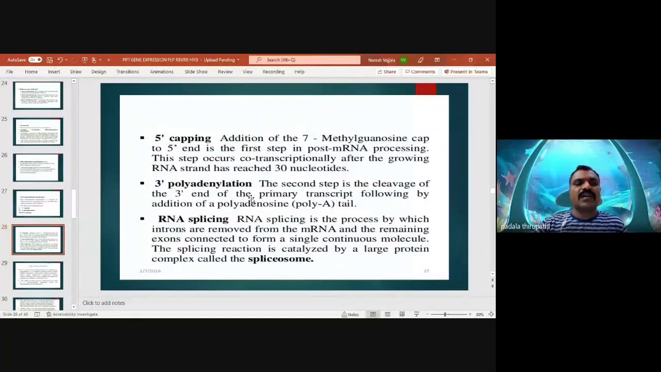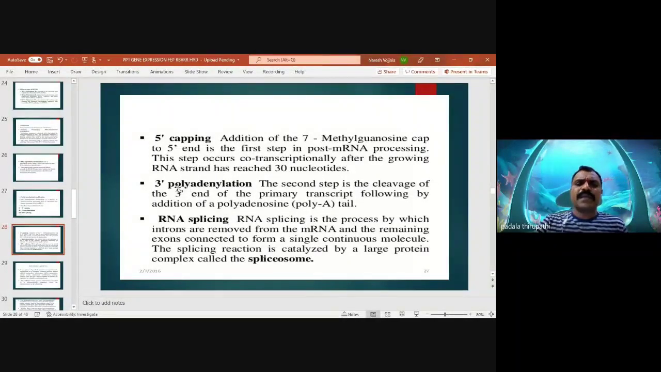First, 5' capping. 5' capping is the addition of a 7-methyl guanosine cap to the 5' end, and it is the first step in post-mRNA processing. This step occurs co-transcriptionally, after the growing RNA strand has reached 30 nucleotides. Then we observe the 7-methyl guanosine cap at the 5' end of the mRNA.